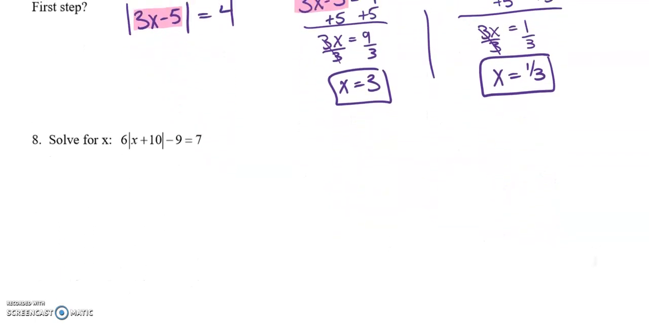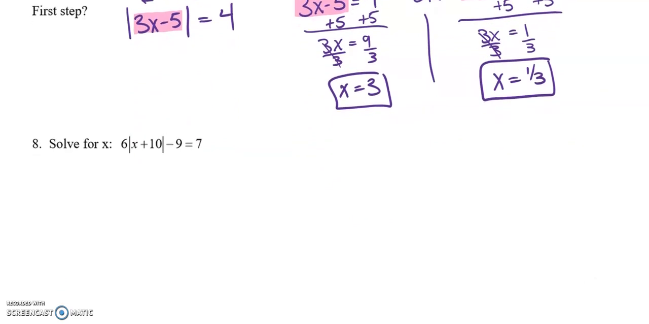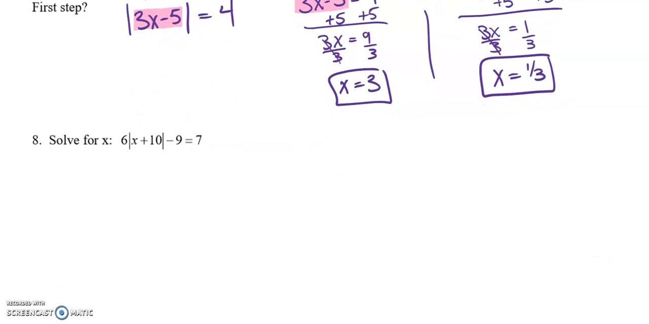And last but not least, number 8. What do we notice about number 8? Ooh, this is a jumbo problem. We've got this 6 out front we're going to have to get rid of, and we've got this minus 9 out back we're going to have to get rid of. So we have to get rid of those things first so we can get the absolute value by itself. All right, so we're going to add the 9 first to both sides. So we'll have the 6 still, the absolute value of x plus 10 equals 16.